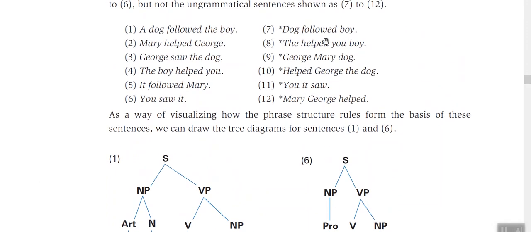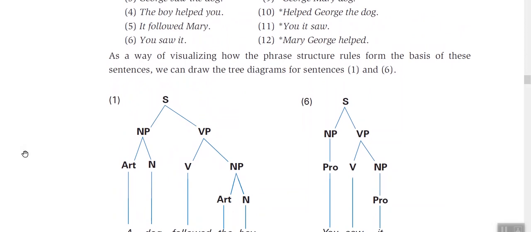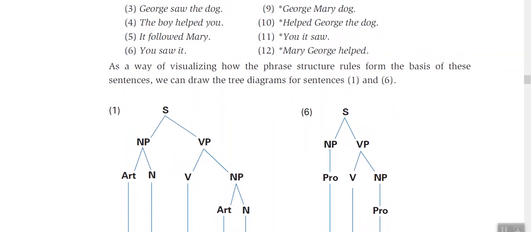If we want to make this, dog followed boy, we can say sentence, noun phrase, verb phrase. But here, dog, where is the article? If we say article, noun, there is no article. So why do you go proper noun, dog? It is the name of a person, for example Ahmed, Ali, George, Mary. No. Is it a pronoun? No. So it is wrong. You see? So when you know how to make a tree diagram, when you know the symbols, you will know that this sentence is grammatical.